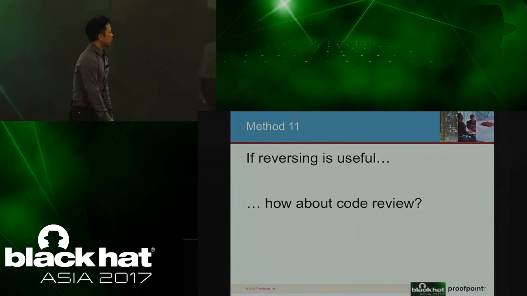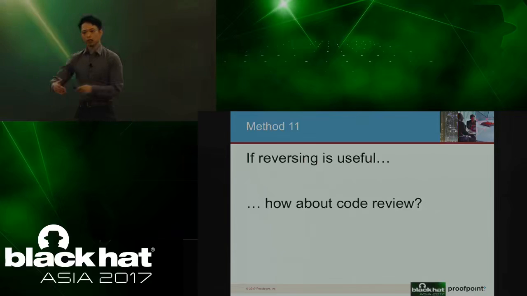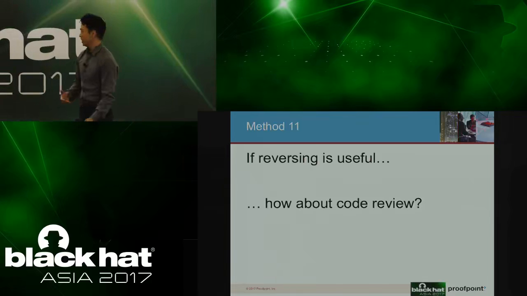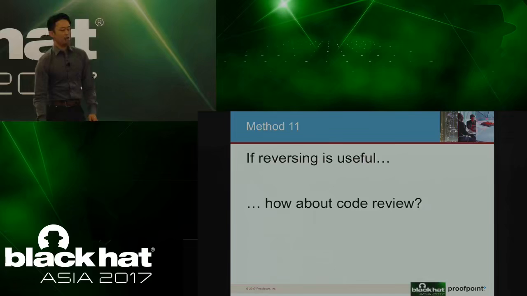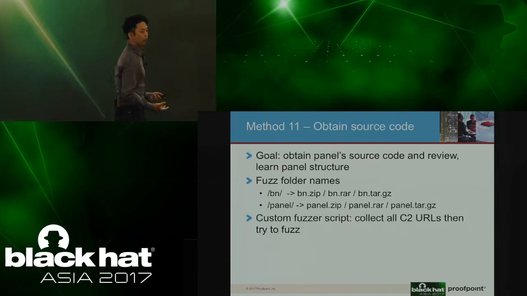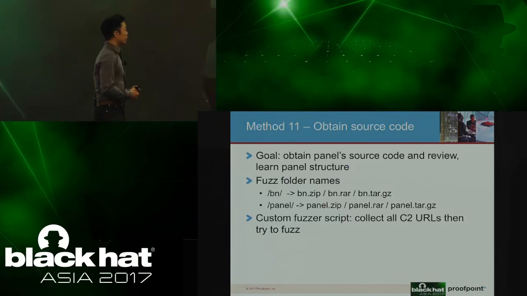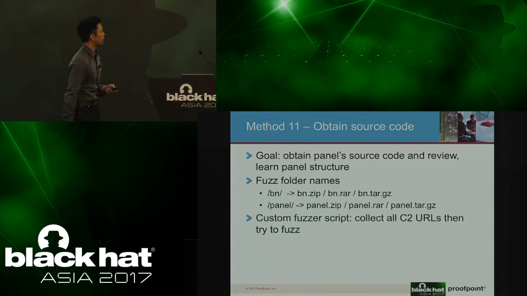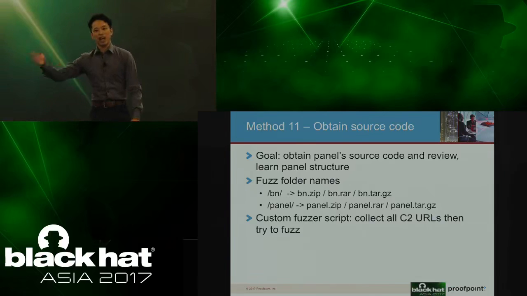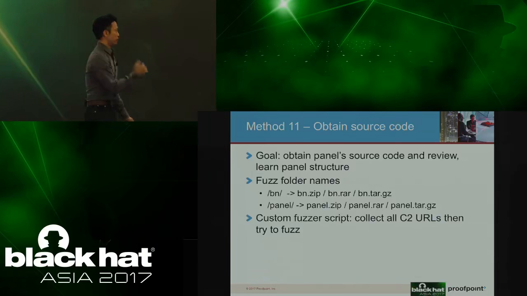Method 11. Okay, so we just talked about reversing. And what goes hand in hand with reversing is, how about code review, right? If we're able to reverse out useful stuff, how about let's try a code review? Well, okay, interesting. But then we have to get their source code first. To do that, we'll show you a few techniques, but one thing that we can do is, for example, fuzz folder names, right? Folder name.zip usually may contain a backup tar of that entire directory.